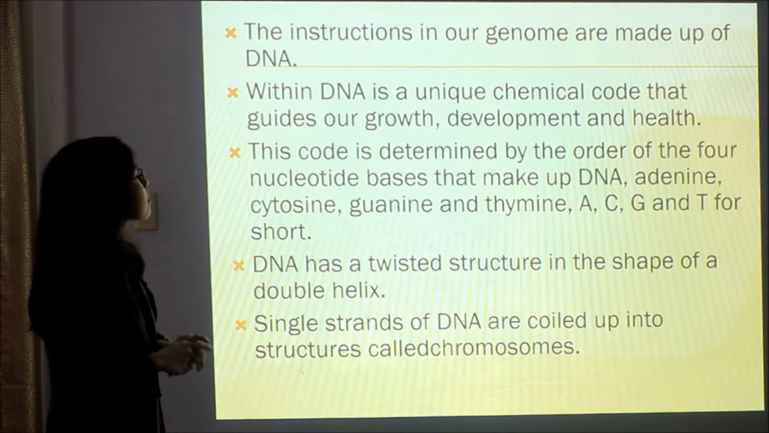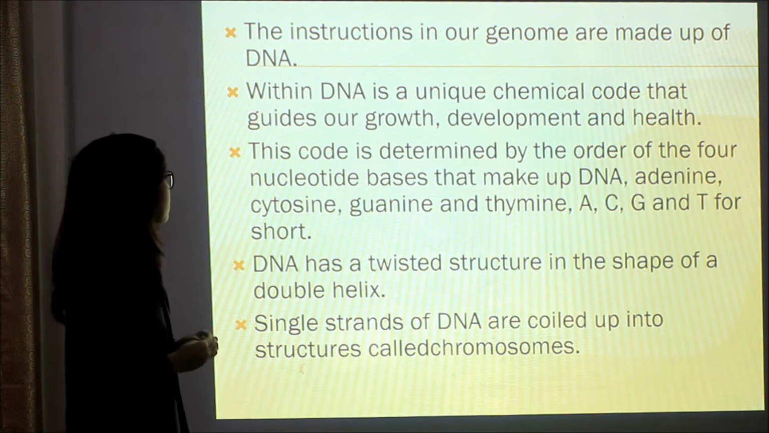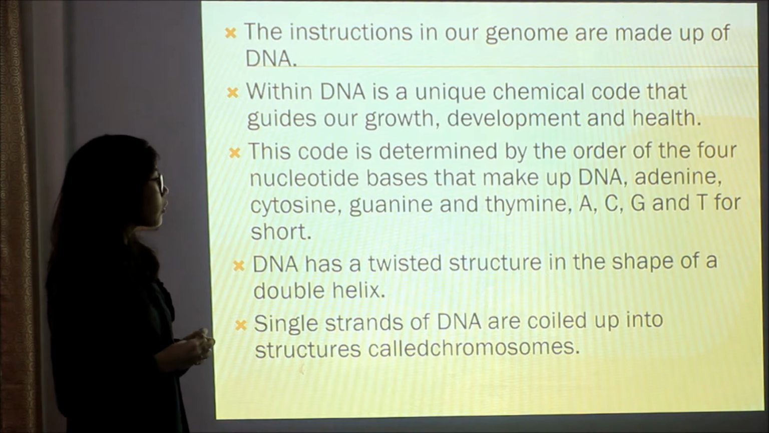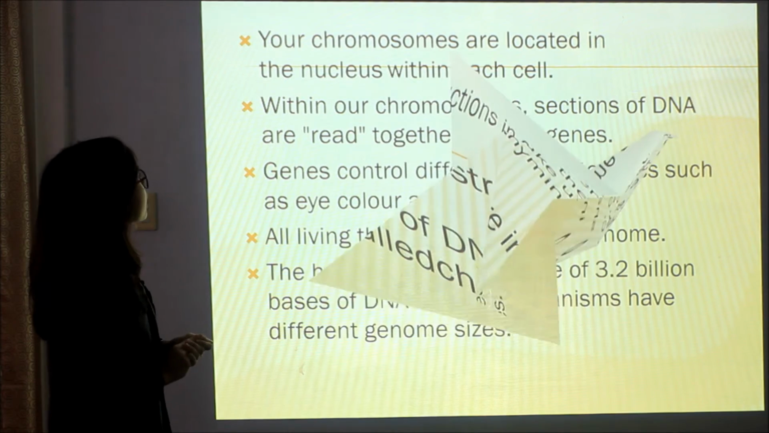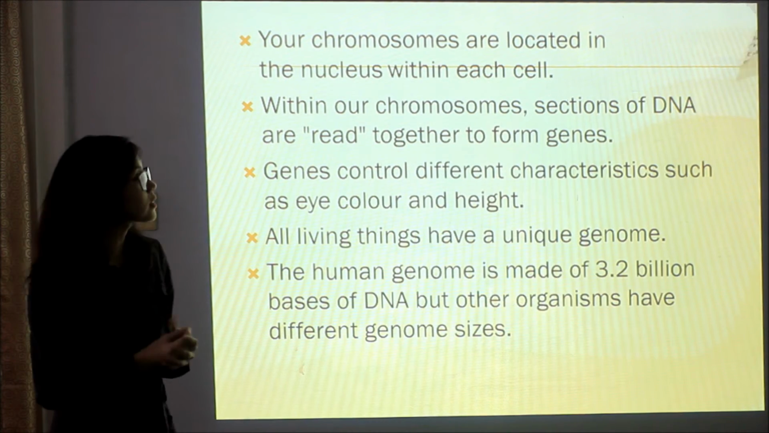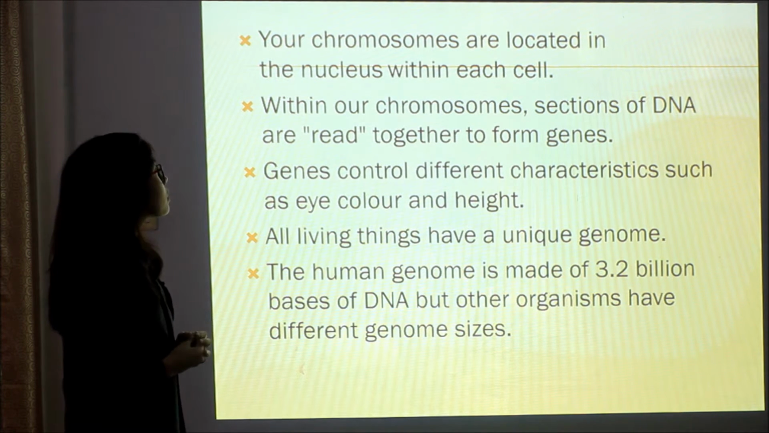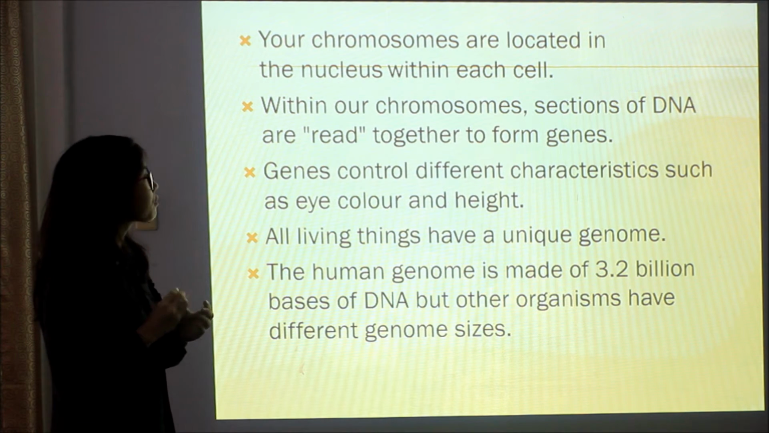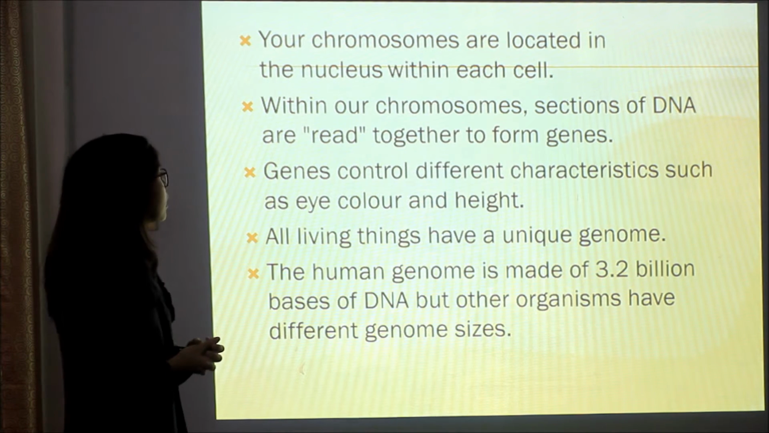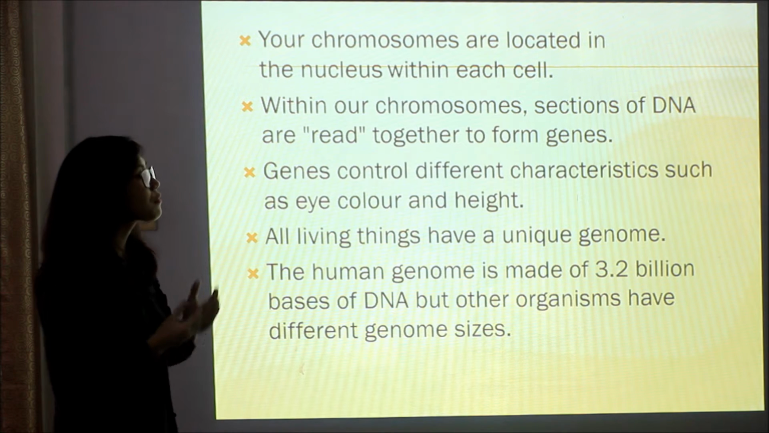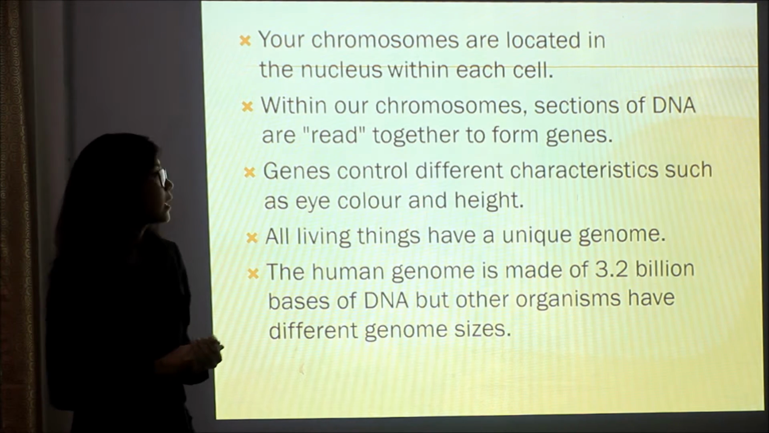So DNA has a twisted structure in the shape of a double helix. Single strands of DNA are coiled up into structures called chromosomes. Next, our chromosomes are located in the nucleus within each cell. Within our chromosomes, sections of DNA are read together to form the genes. Genes control different characteristics such as eye color and height.